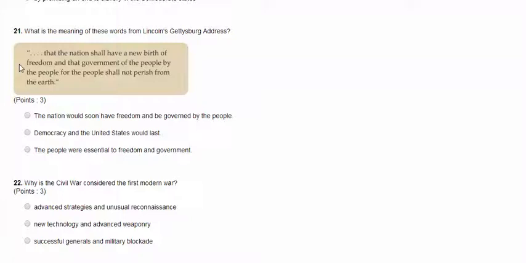Number 21, they're asking what is the meaning of these words from Lincoln's Gettysburg Address. The portion of the address included here in quotation marks states that the nation shall have a new birth of freedom, and that government of the people, by the people, for the people, shall not perish from the earth. Does it mean the nation would soon have freedom and be governed by the people? Democracy in the United States would last? Or the people were essential to freedom and government?